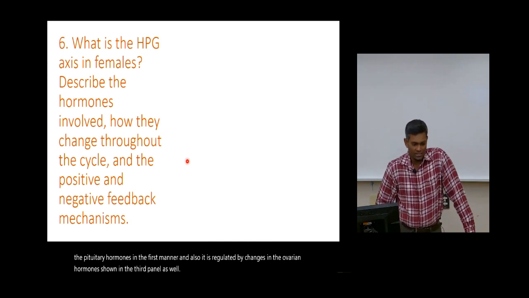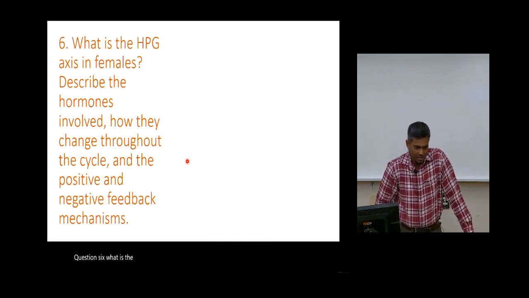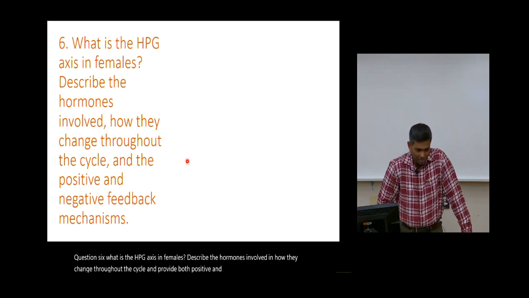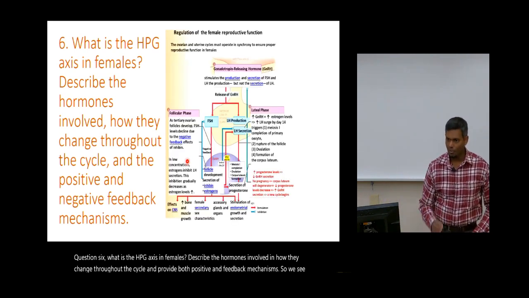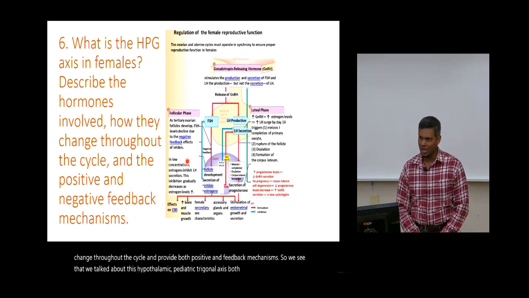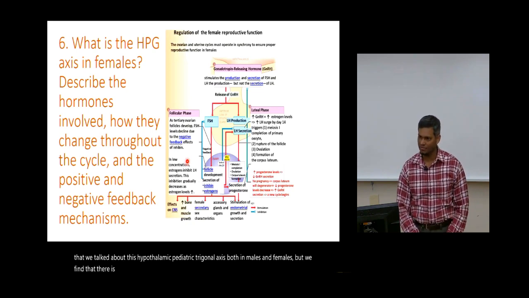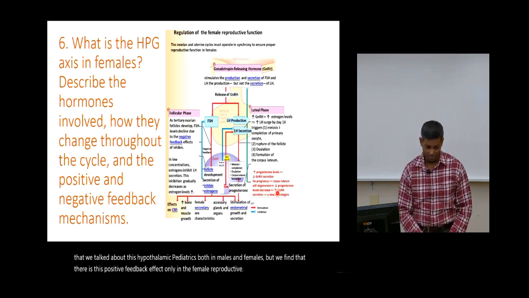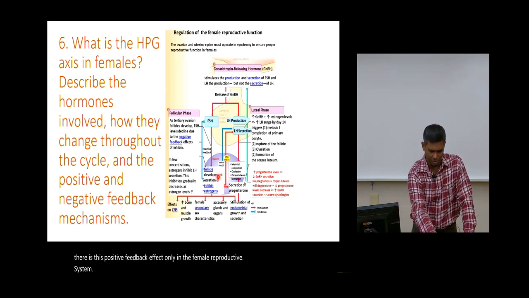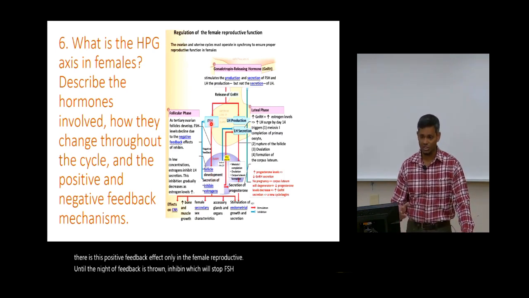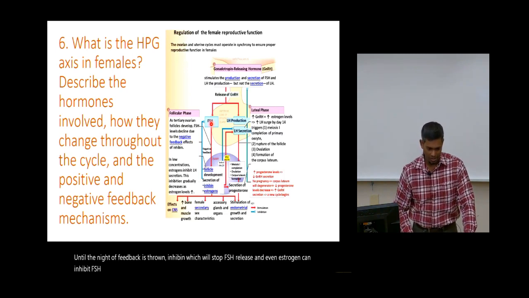Question 6, what is the HPG axis in females? Describe the hormones involved and how they change throughout the cycle and provide both positive and negative feedback mechanisms. So we talked about this hypothalamic pituitary gonadal axis both in males and females, but we find that this positive feedback effect exists only in the female reproductive system. And so the negative feedback is through inhibin, which will stop FSH release, and even estrogen can inhibit FSH release to a small extent.